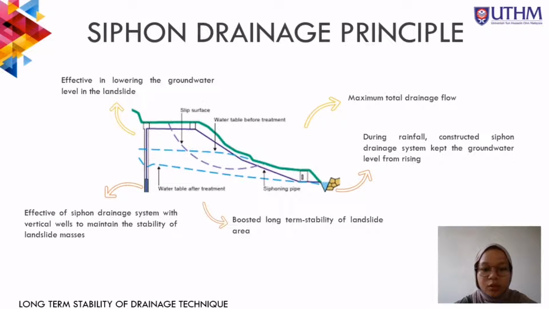I will continue the presentation and explain about the long-term stability of slope drainage technique. For slope drainage technique, we have two techniques, which is siphon drainage principle and electropneumatic drainage principle. For siphon drainage principle, an attempt to construct a siphon drainage system necessitates a true understanding of the factors affecting the drainage system performance in lowering the groundwater table in the landslide area.